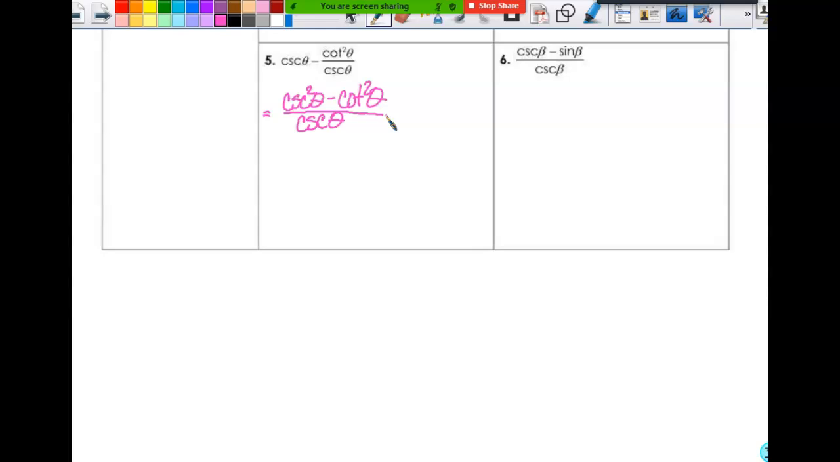So now I've got some squared stuff. So I'm going to go look at my reference chart. I don't have anything that looks exactly like that, but I have cotangent squared plus 1 equals cosecant squared. If I want to substitute something for cosecant squared minus cotangent squared, then that would mean I would just subtract cotangent over there and be left with 1. So I can substitute a 1 right there and have 1 over cosecant theta. Then the reciprocal of cosecant is sine.